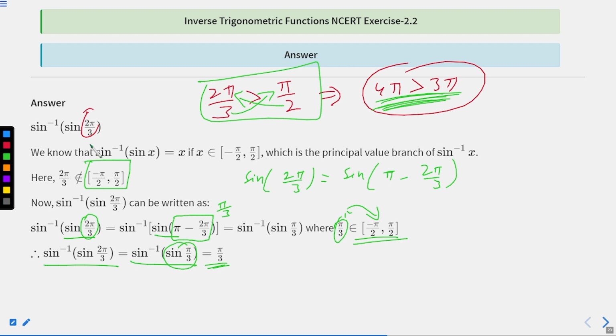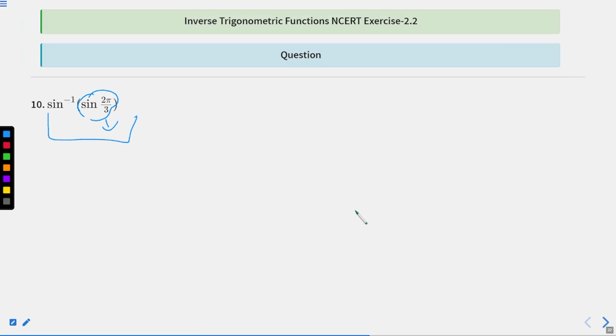Okay, this is the one way. Another way is this: what is the value of sine 2 pi by 3? If you can find it out, the sine 2 pi by 3 value will be the same as this. And this value will be what? This is 60 degrees, and sine 60 degrees is root 3 by 2.